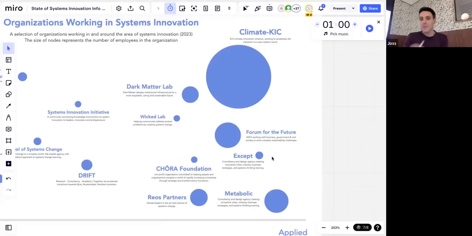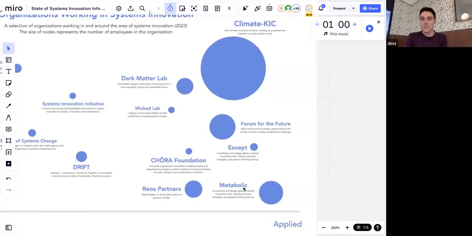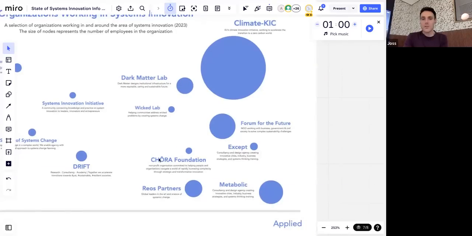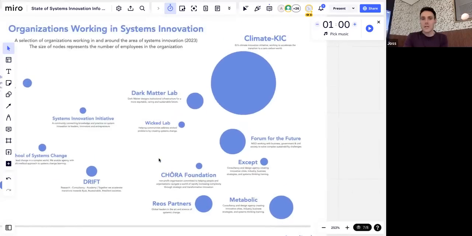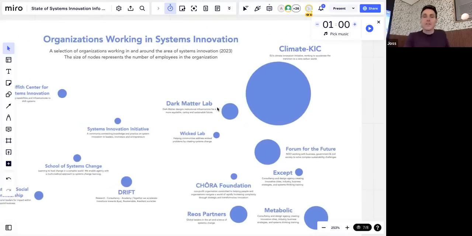Except in the Netherlands, more around systemic design, but doing really interesting design projects, particularly around sustainability, but systems change. Metabolic in the Netherlands, Cora Foundation. They design a lot of the systems change programs for the United Nations and others. Rio's partners, Wicked Labs, small one in Australia, but interesting stuff. Dark Matter Labs here in London.